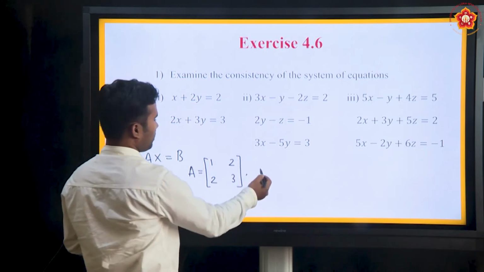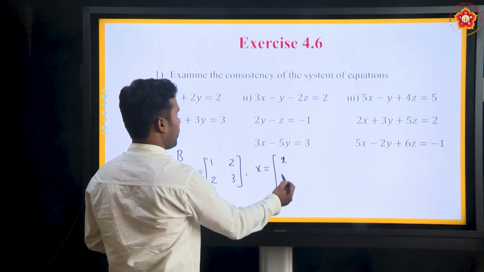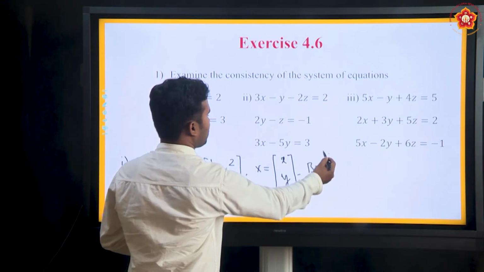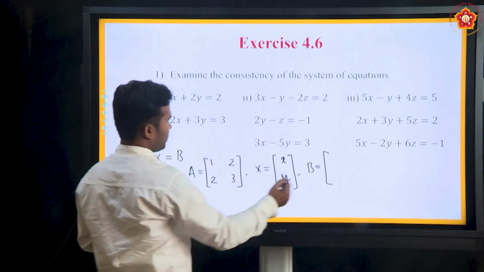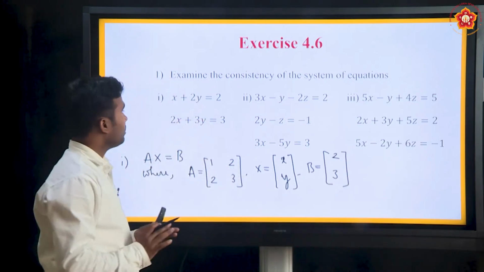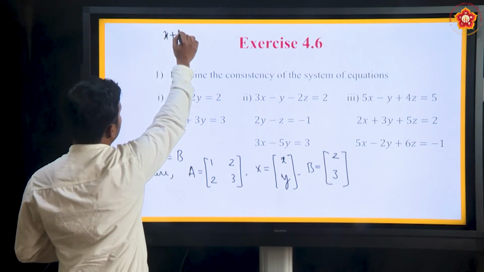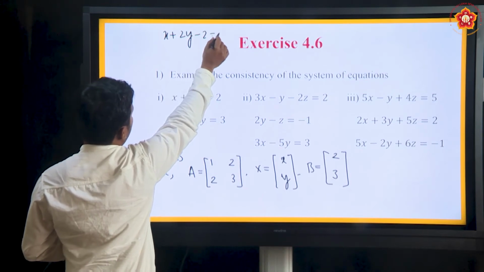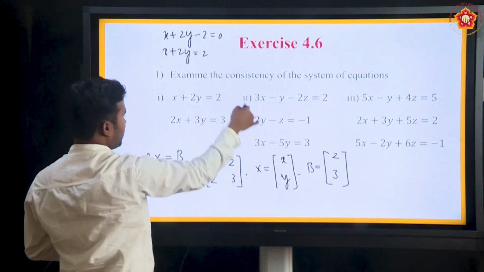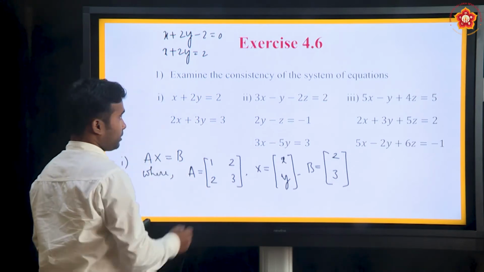And X is nothing but x, y. Now, what is B? B is what is on the other side, that is 2 and 3. Suppose the system of equations is given in another form, like 2x plus y minus 2 is equal to 0. Then you have to reduce it into standard form, equal to 2, and only then can you write the given system of equations in the form AX equal to B.